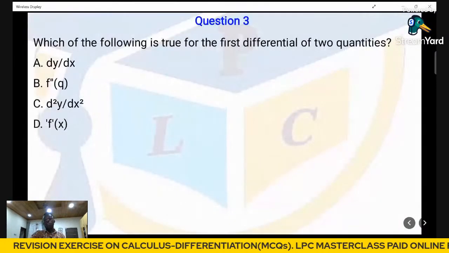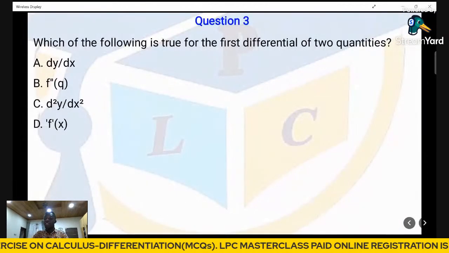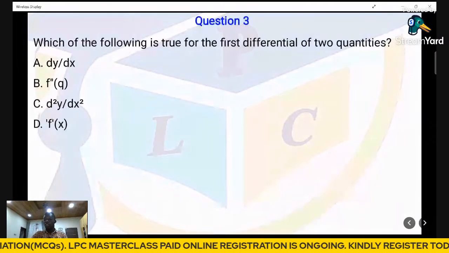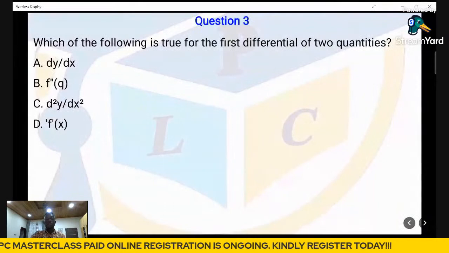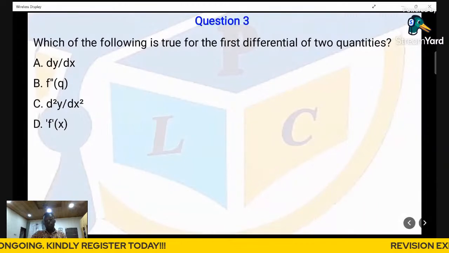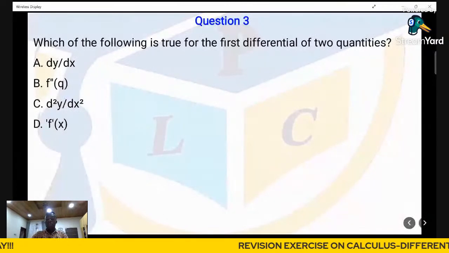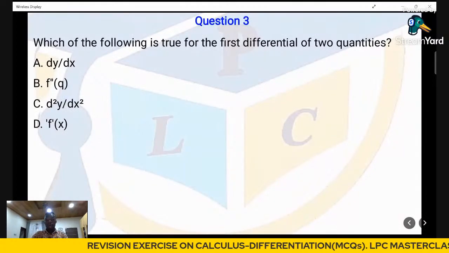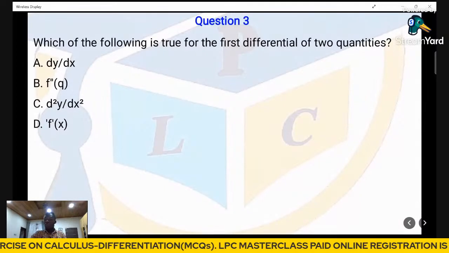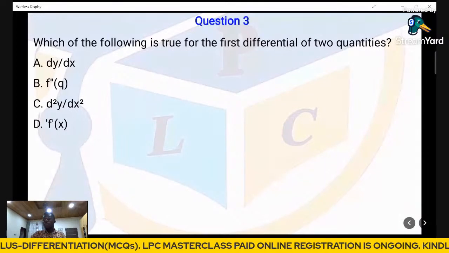Question number 3. Which of the following is true for the first differential of two quantities? We have A, dy over dx; B, f double prime of q; C, d squared y over ds squared; D, f prime, then the function with another prime x. So which of the following is true for the first differential?